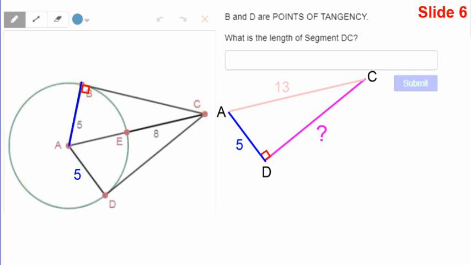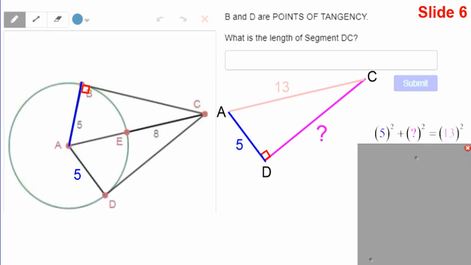Remember, Pythagorean theorem says the sum of the 2 legs squared is equal to the hypotenuse squared. And we know our hypotenuse is AC, 13, because it's across from the right angle here. The 2 legs are what form the right angle, so AD and CD. So the sum of the 2 legs squared is equal to the hypotenuse squared. So by working out your Pythagorean theorem, we're going to solve for that missing piece. Well, if we square 5, we get 25, and 13 squared we get 169.